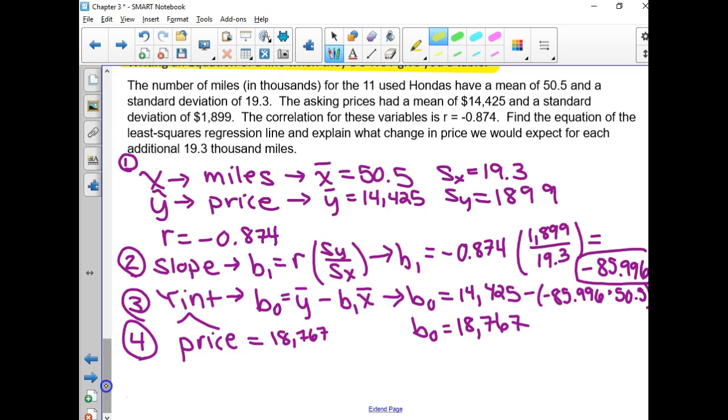18,767, plus or minus 0.874 times my x value, which is my miles. Here's my regression line. Again, follow those steps every single time. Step 1, just write down your data. Make sure you decide what is your x, what's your y. Step 2, find the slope. Step 3, find the y-intercept, and then plug it into your equation.